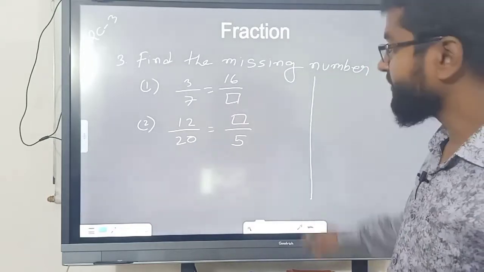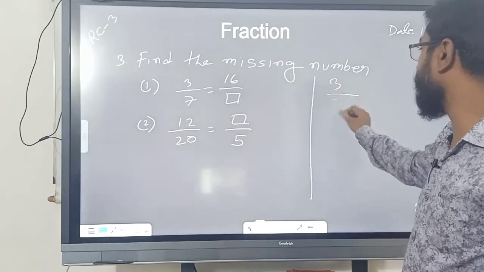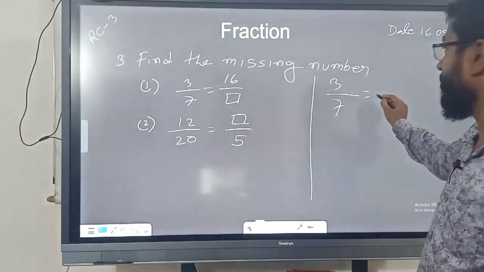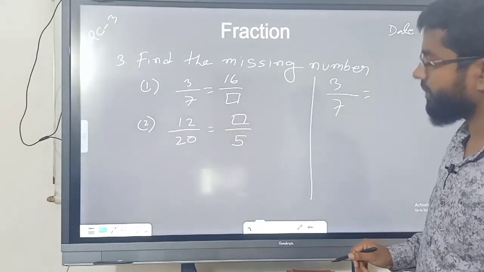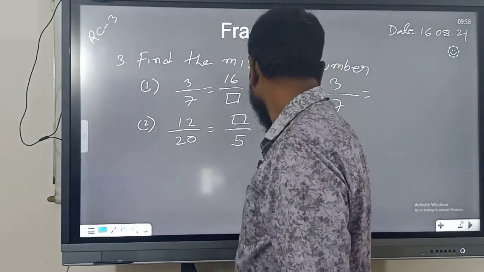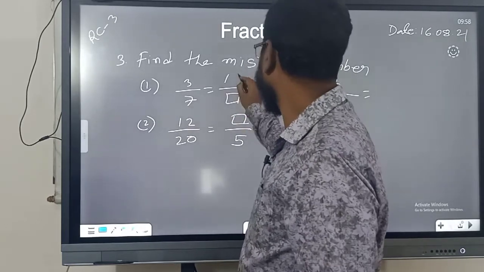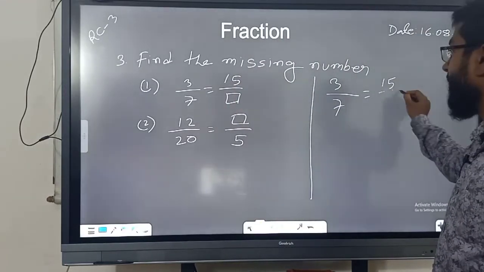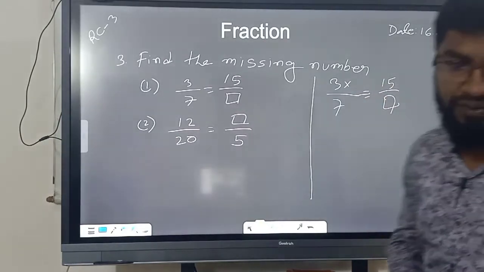First, fraction. Here I will write 3 by 7 equal to, what will be there? I made a mistake here. There will be 5. 3 becomes 15 by blank. So with 3, what will I multiply to make it 15?